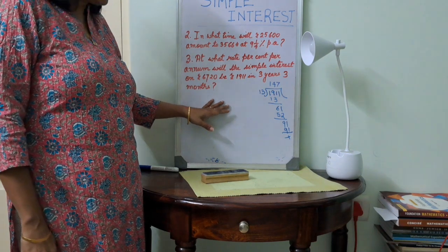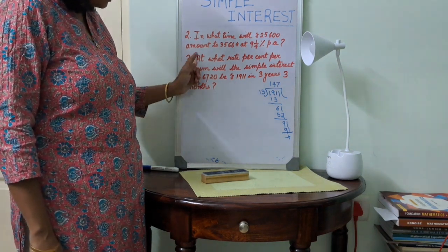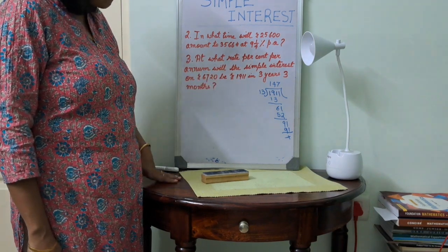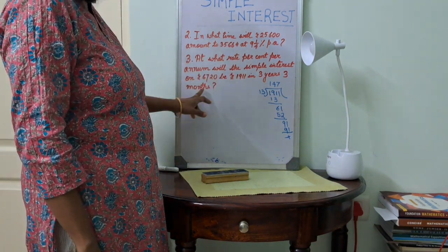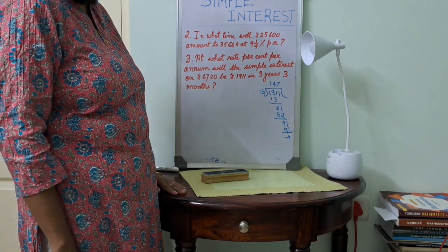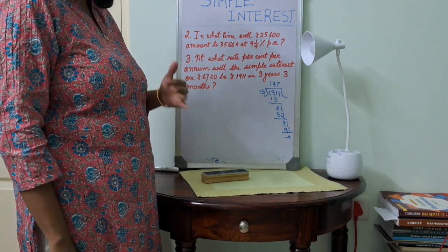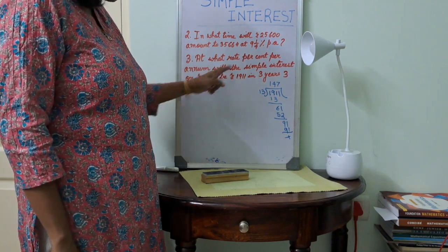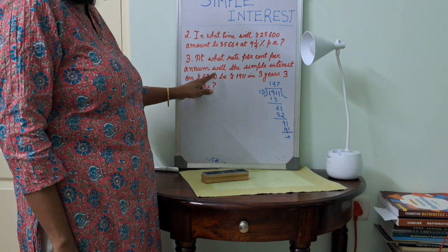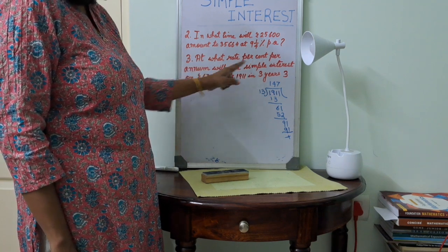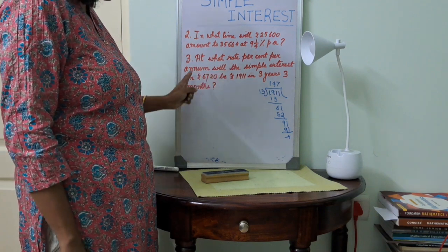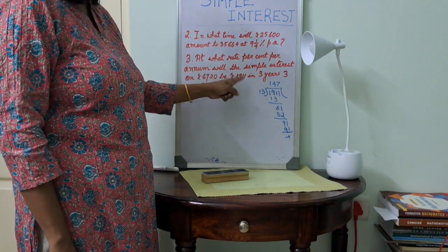Let's start with one more sum. Let's first do the third sum. At what rate percent per annum will the simple interest on rupees 6720 be rupees 1911 in 3 years and 3 months? So here we have to find the rate. Now this is the sum of the principal 6720, because it says at what rate percent per annum will the simple interest on rupees 6720 be 1911.